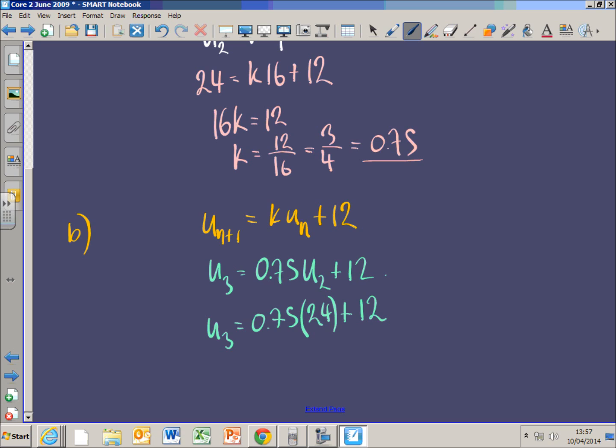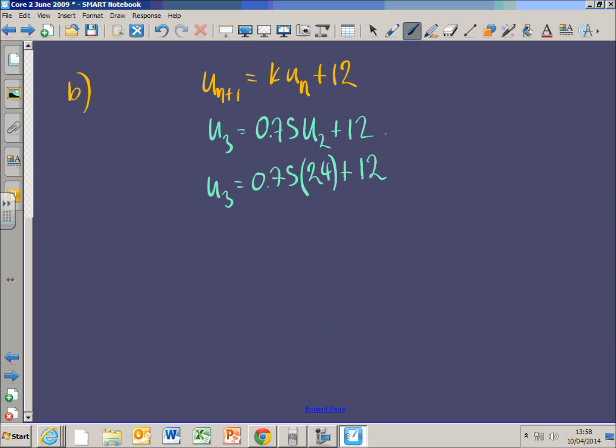Why is it 18? Right. And then we add 12, so u3 equals 30, is that right? Brilliant.